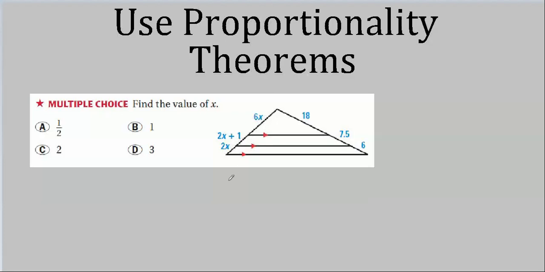So maybe I just messed up by picking these two sections, and I should have picked these two. Let's see what happens. How about 2x plus 1 over 2x equals 7.5 over 6. This might get us somewhere. Let's check. We can cross multiply. This here, that's 15x, 2 times 7.5. And that's 12x plus 6.